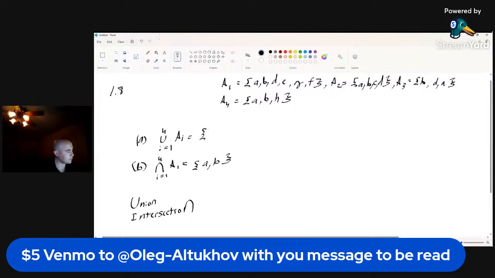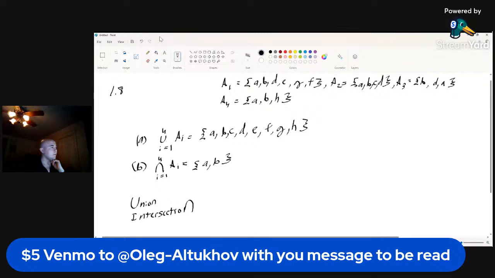That's the intersection, and the union would be A, B, C, D, E, F, G, H. Any I's? I don't think so. So that's the union. That means we take everything. We're not going to put two A's, because it's the same A. But in this case, between our four sets, we have A, B, we have a C and A2. A sub 2. D exists. Yes. E, F, G, and H is in A sub 4.